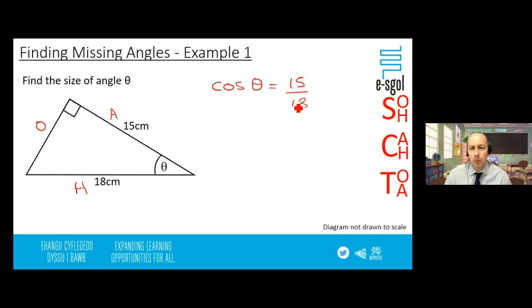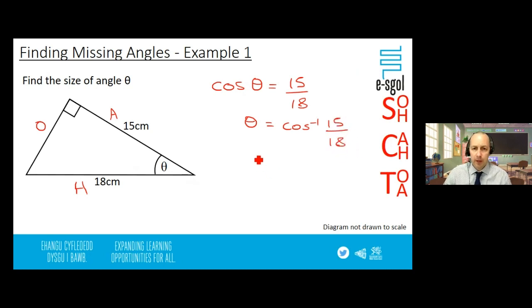Now, with this question, we have to get theta on its own. What we're actually doing is sort of dividing by cos, but actually we're finding the inverse of cos. And this is where this little button I mentioned earlier comes in. If I bring cos over the other side of the equation, theta stays on that side, and I'm going to write cos to the -1. That's the inverse of cos, which is the function we have to use on our calculator to find that angle.